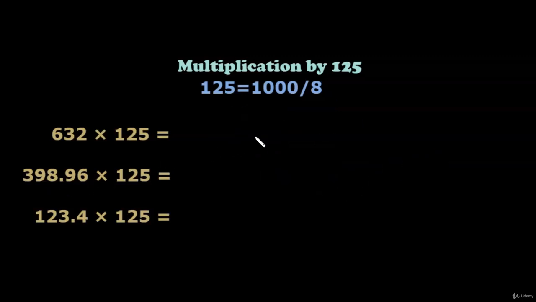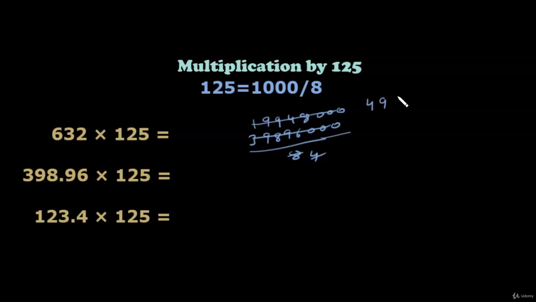Now this is a decimal number. So first we will multiply without decimal. We will place 3 zeros and divide by 8. Directly dividing by 8 is difficult, so it is better to divide by 2 first. And now by 4. Now we can place the decimal also, leaving 2 places from the right. So the final answer is 49870.